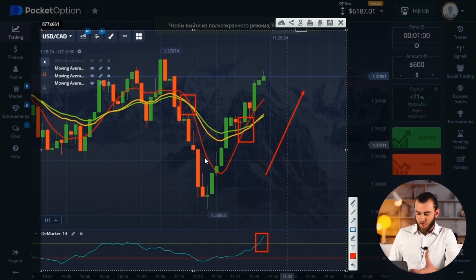Similarly, the system provides mirror signals of a decrease in the asset's value. When the red moving average crosses others from top to bottom and the oversold D marker is in place, I will open downward trades.